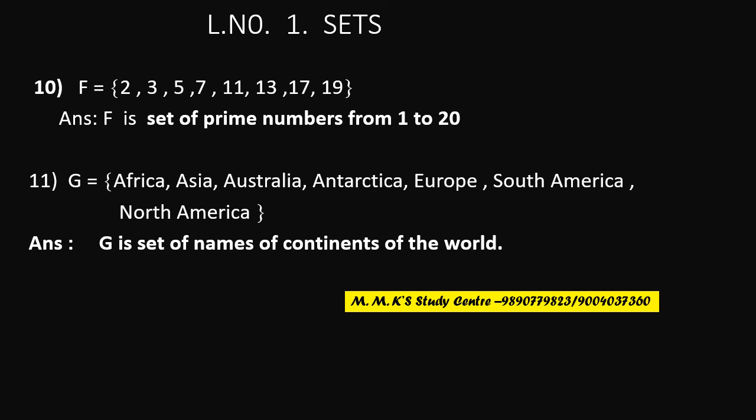Now, question number 11. The question is Africa, Asia, Australia, Antarctica, Europe, South America and North America. This is the set G that is given. So count them. How many are they? They are 7 in number and they are nothing but our 7 continents. So our answer will be G is the set of names of continents of the world.